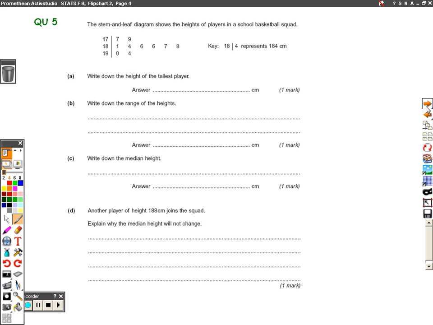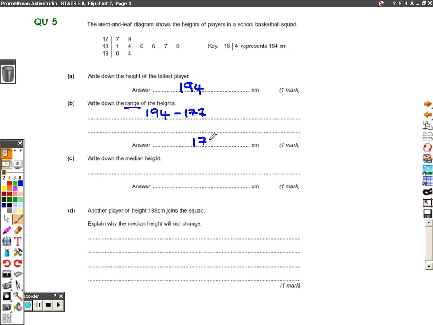Question 5. Okay, you've got a stem and leaf diagram. Remember, if you are asked to draw a stem and leaf diagram, make sure you always have a key. Write down the height of the tallest player. Tallest player is this one, so that is 194, not 4. Write down the range. Range is biggest take smallest. So your biggest was 194, your smallest was 177, so 194, 177. Subtract those two away to give you an answer of 17.